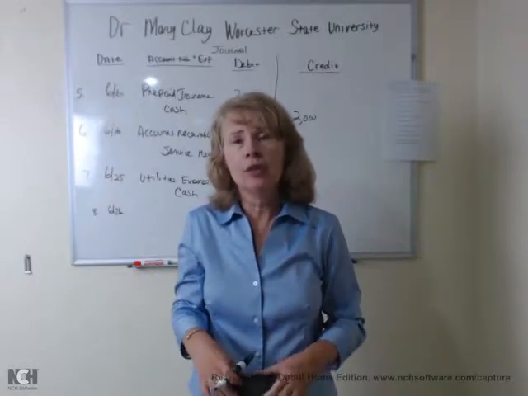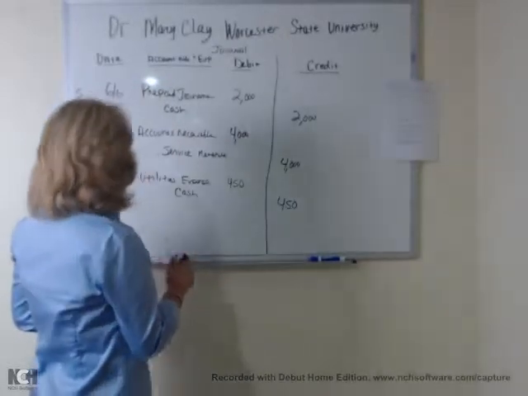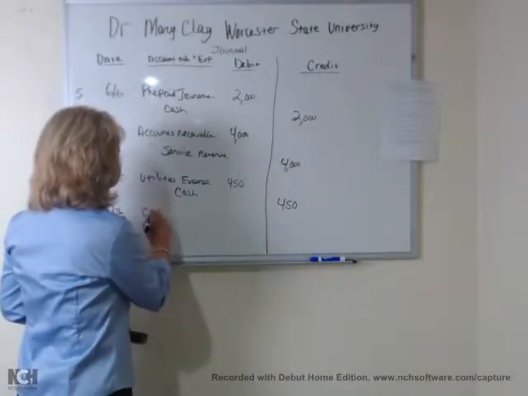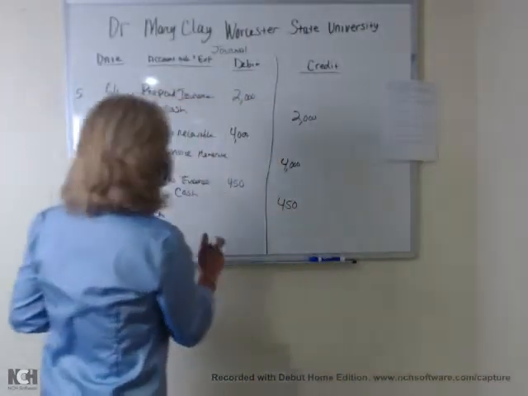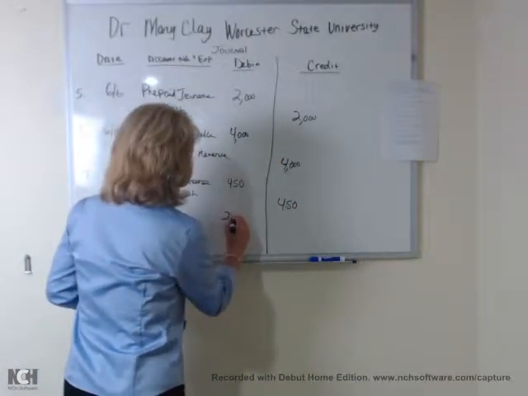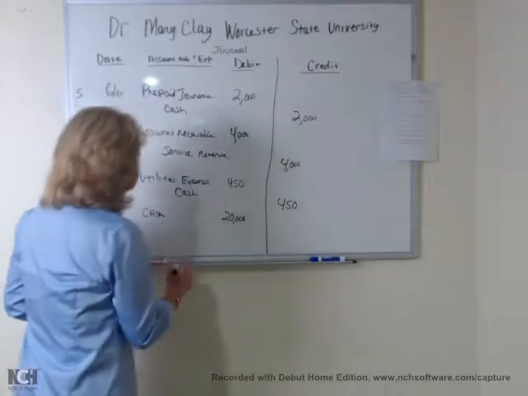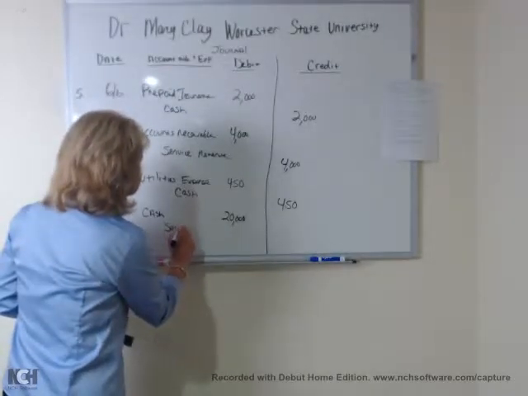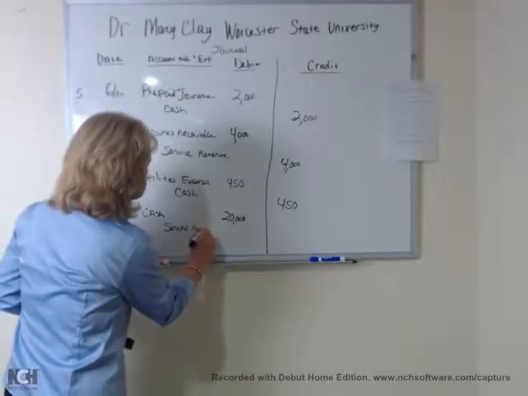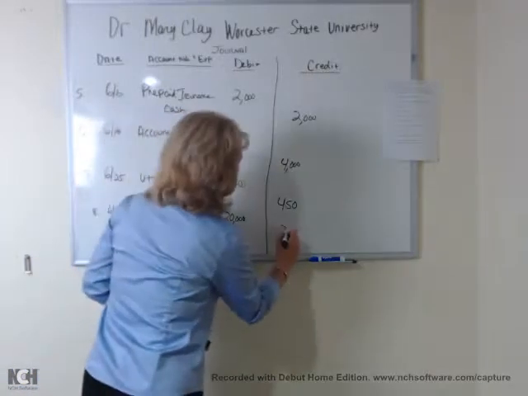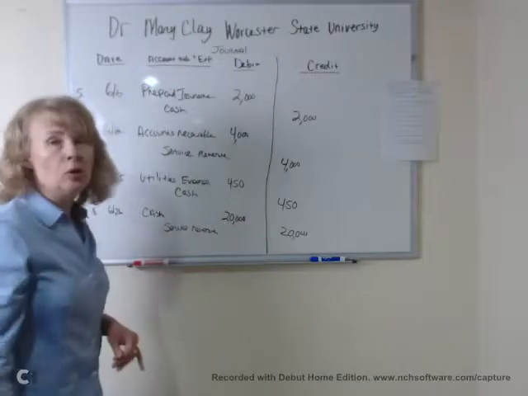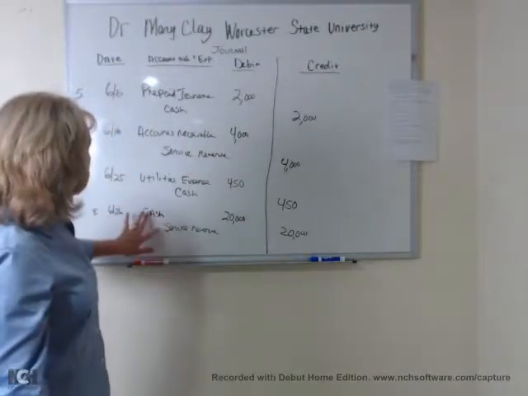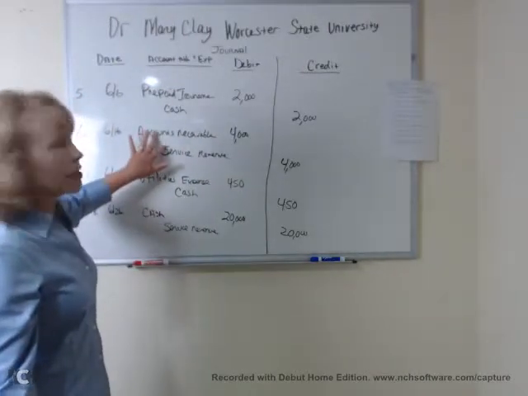Cash is an asset. You're going to debit cash. So I go over, I debit cash. How much was that? $20,000. And then I credit service revenue, $20,000. Okay? Does this make sense? Absolutely. Okay? Now this one is different than this one.